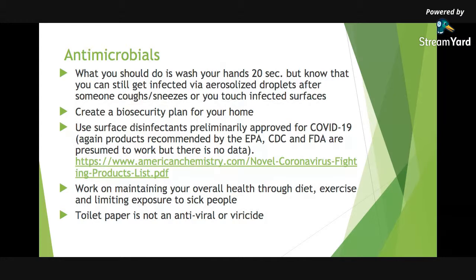Being conscious of where you put your hands, especially if you're interacting with people outside of your home, just remembering, trying not to touch your face, your eyes, your mouth, things like that. And maintaining your overall health through diet and exercise. That would be great. But if a person is immunocompromised, they need to stay away. They need to stay isolated for a while, because they are the ones that are being most affected by this. But there's no magical product out there that's gonna kill this.